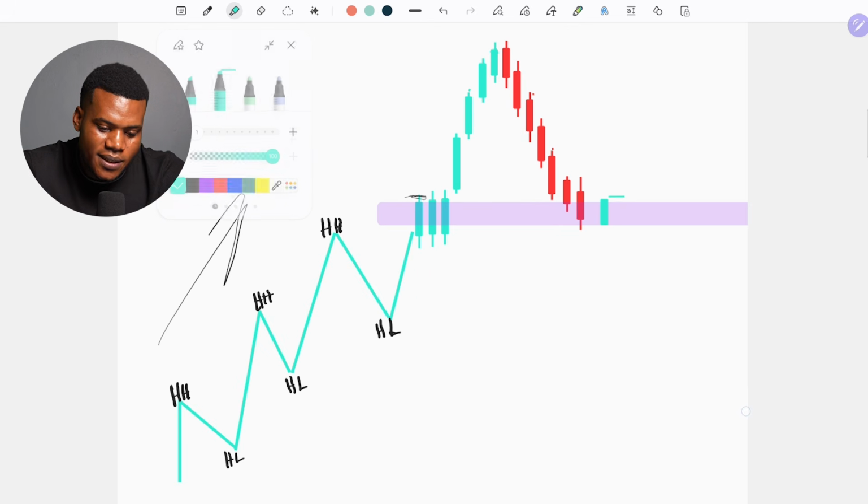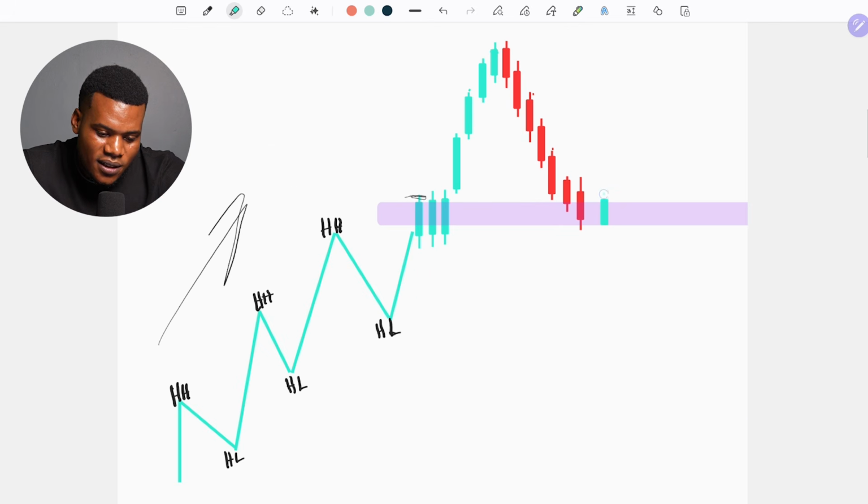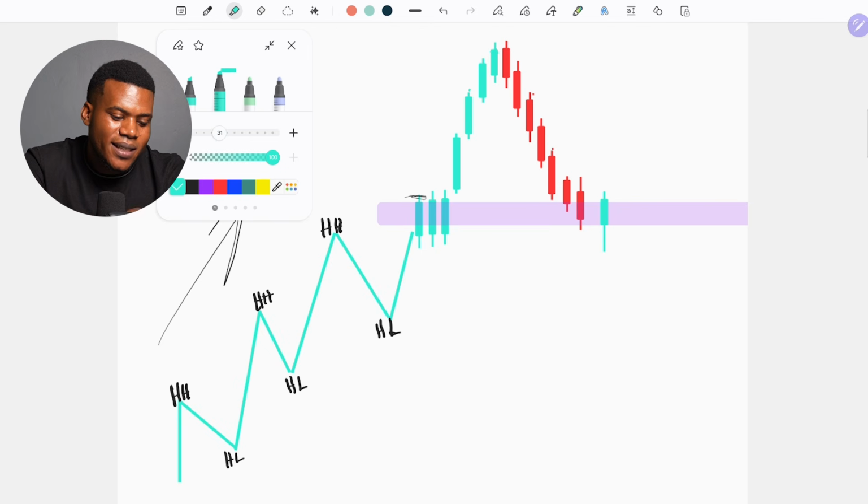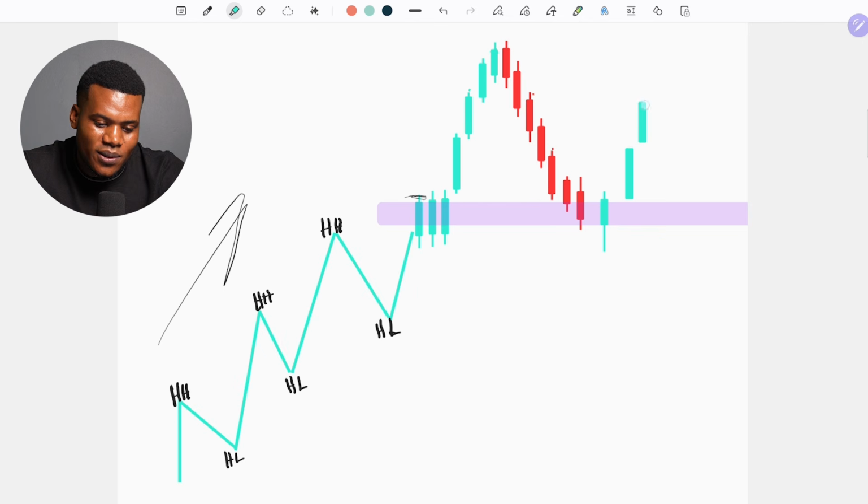So if I get this marubozu, like this one, I start taking buys, expecting the market to continue going where? Up. But when I was journaling, I said no. Every time I see this marubozu, sometimes it doesn't work.